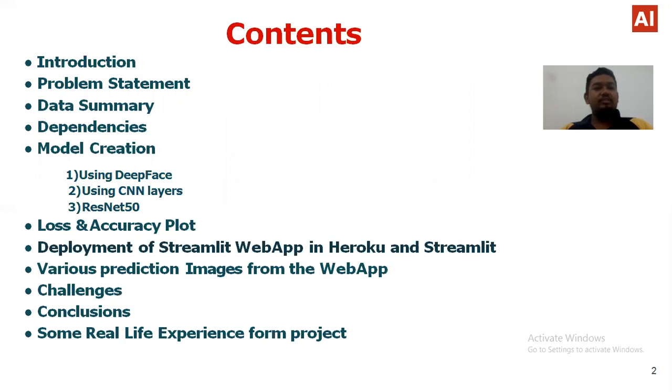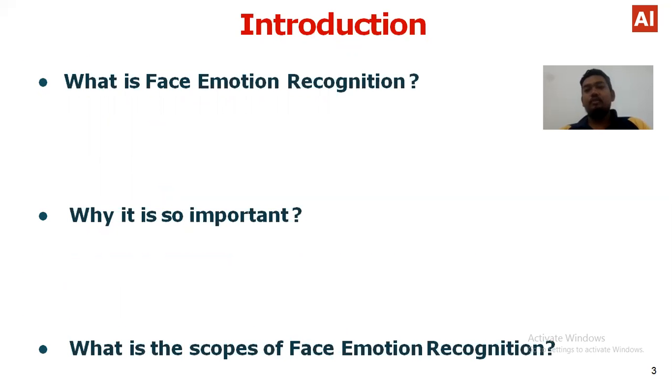In this project, these are the contents. First of all, the introduction of face emotion recognition. After that, the problem statement, and model creation. After that, the loss and accuracy of the models, and deployment of the Streamlit web app on Heroku and Streamlit, and output, that means various prediction images from the web app that we made, and challenges faced in the project, and conclusion, and the last one is some real life experience from the project.